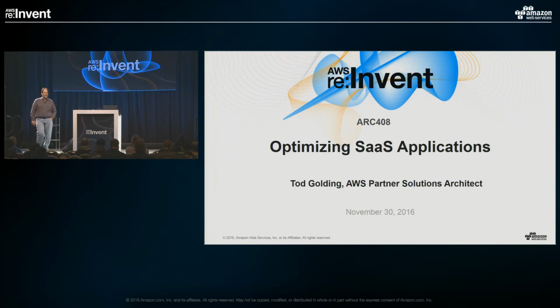My name's Tod Golding, and I'm a partner solutions architect, and I focus on the SaaS specialty. And as part of being focused on SaaS, I spend a ton of my time working with customers who either are migrating solutions to a SaaS delivery model or going greenfield delivery on a solution. And generally, I'm helping them with SaaS best practices, design, and architectural principles.